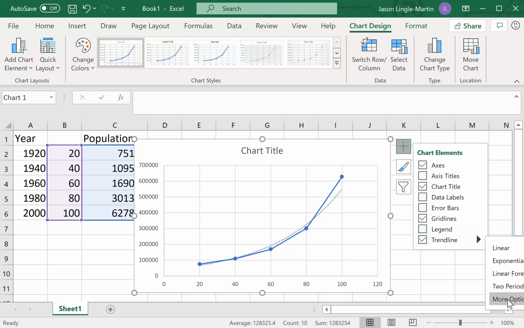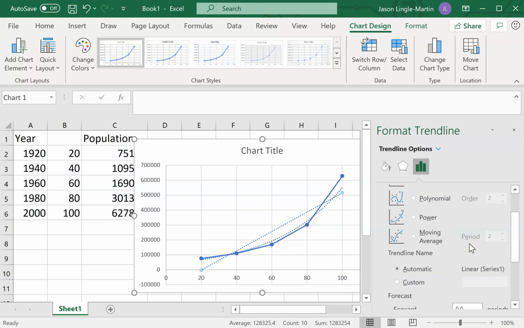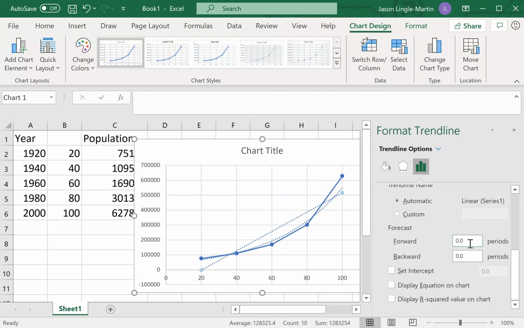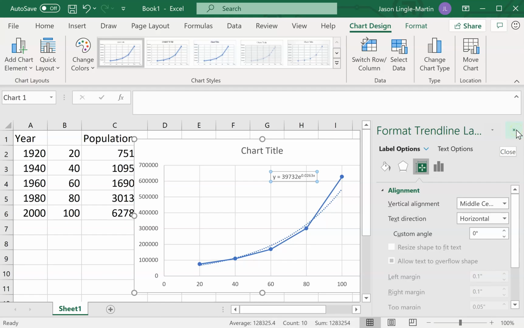Let me choose more options, because what I'd like to do is actually see what that formula is. So I can choose to display the equation on the chart. But of course I want my chart not to be linear as it is now, I want it to be exponential. So I can see a couple things.